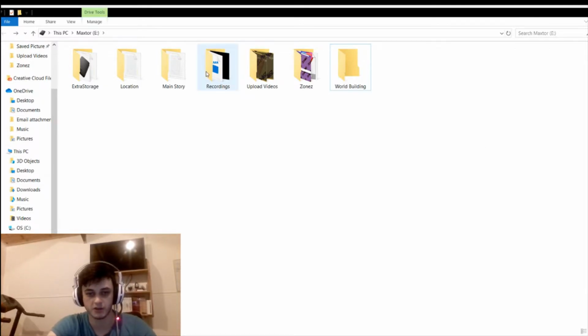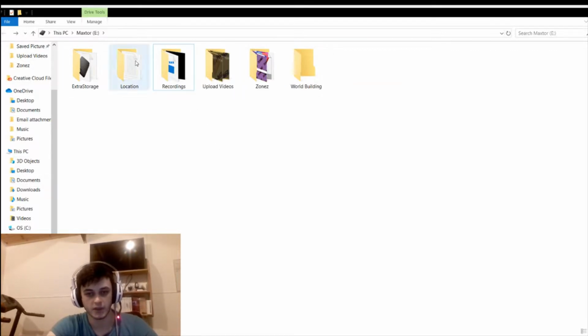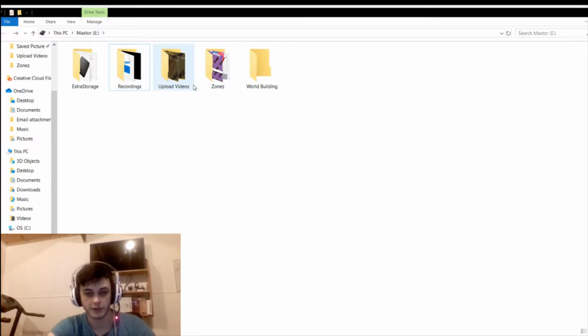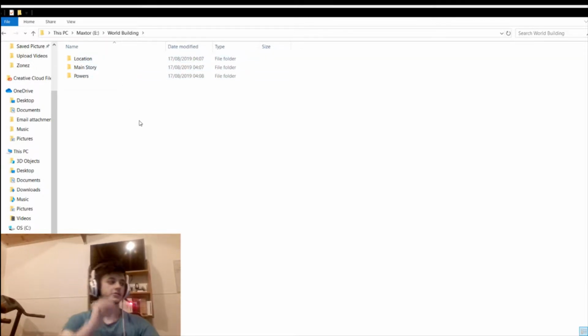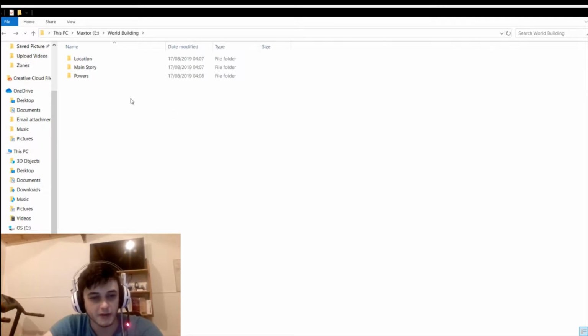So the power system goes in there. Main story goes in there, location goes in there, and these are just other things for the project that aren't necessarily to do with the actual story themselves. So this will be what we focus on. Linking these while we're working on them might be a little confusing at first.